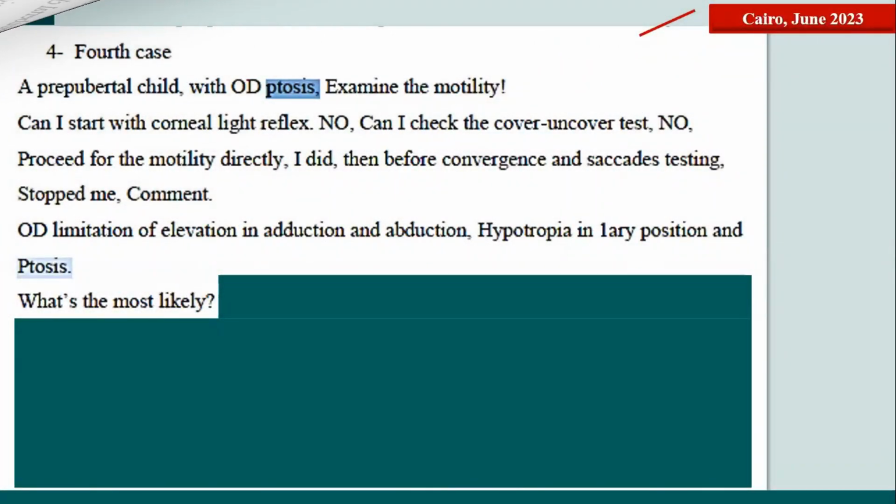So the last experience, number 13. A prepubertal child with right ptosis, examine the motility. Can I start with corneal light reflex? No. I don't know why the candidate here mentioned prepubertal. It's very specific. Maybe he was a teenager.